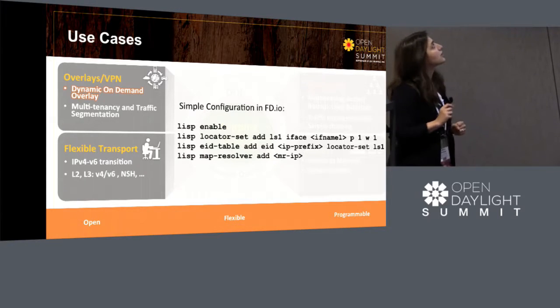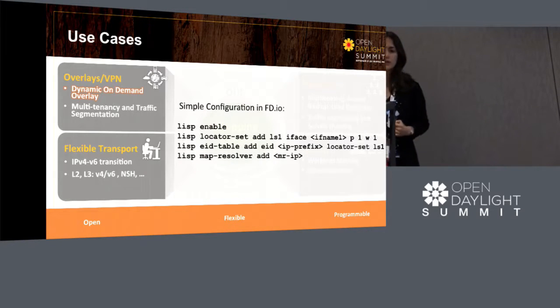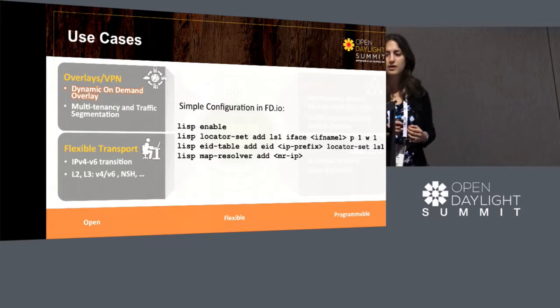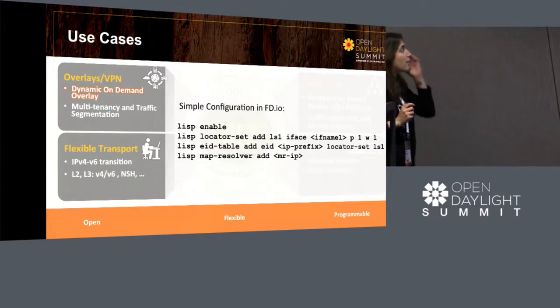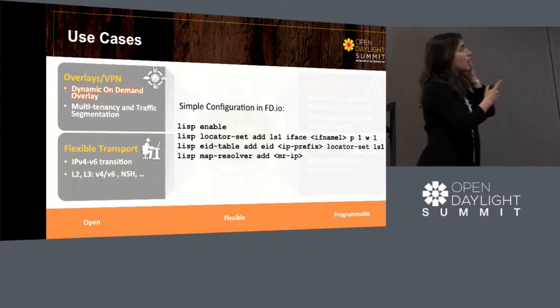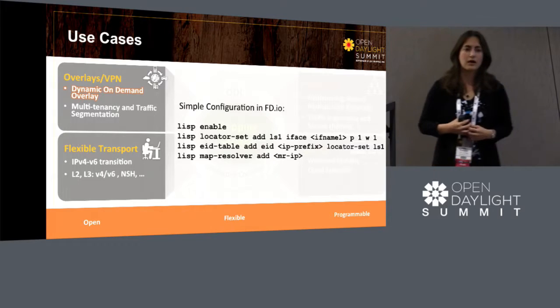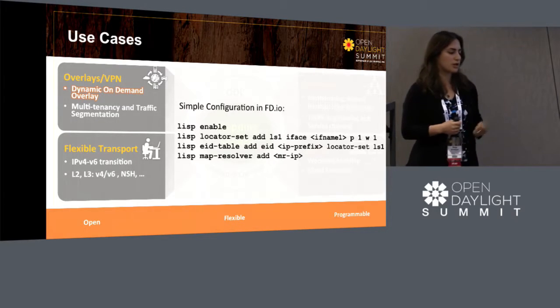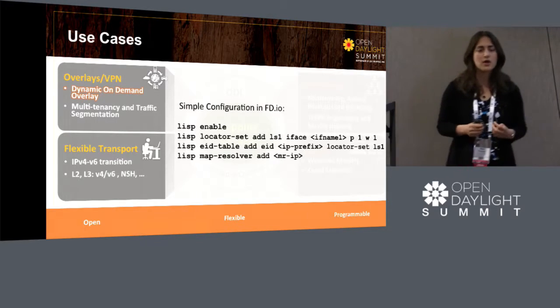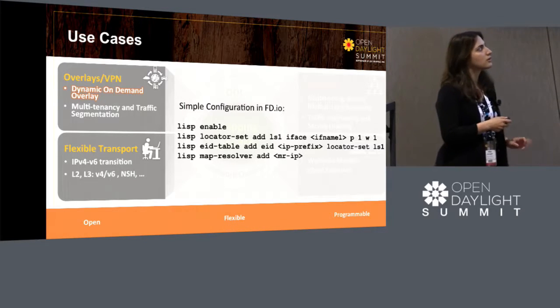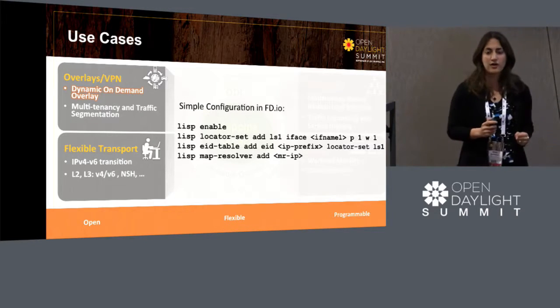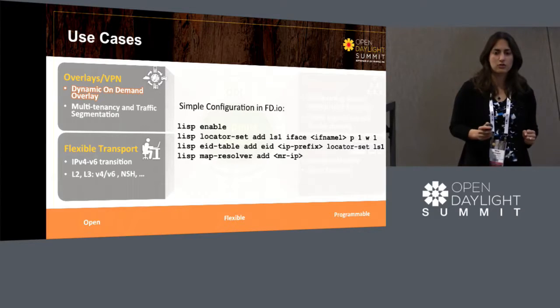So looking at the first bucket, the overlay and VPN type use case is the basis in that sense. And here I've included the configuration that you need for setting up a LISP port on the FIDO platform. And as you see, it's basically just 4 lines of configuration, and you're good to go.